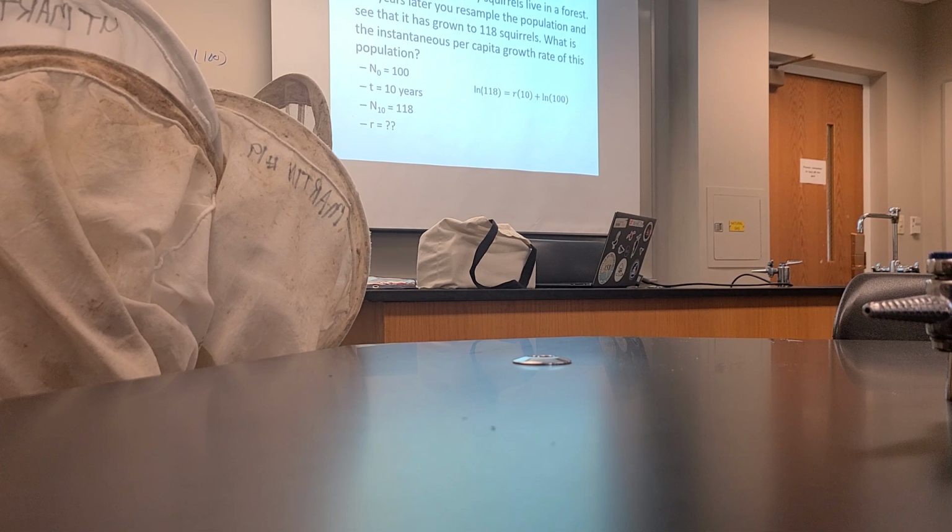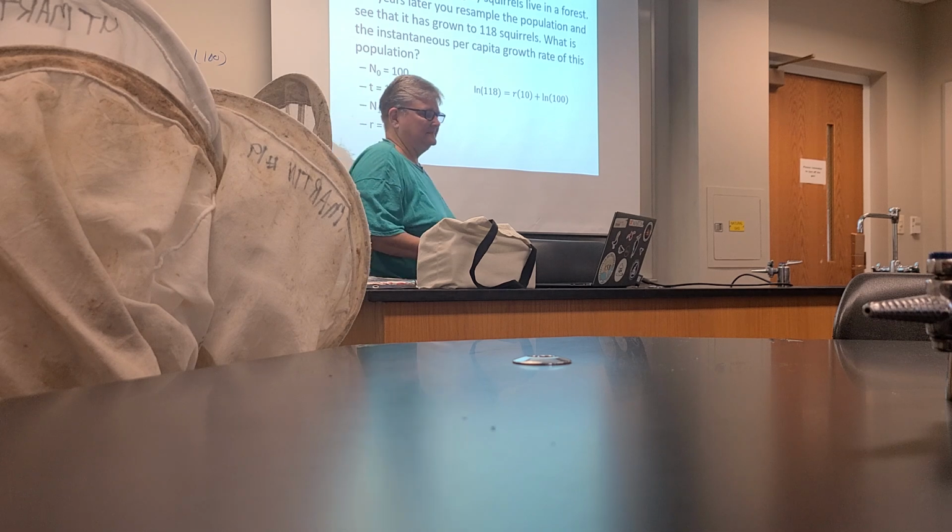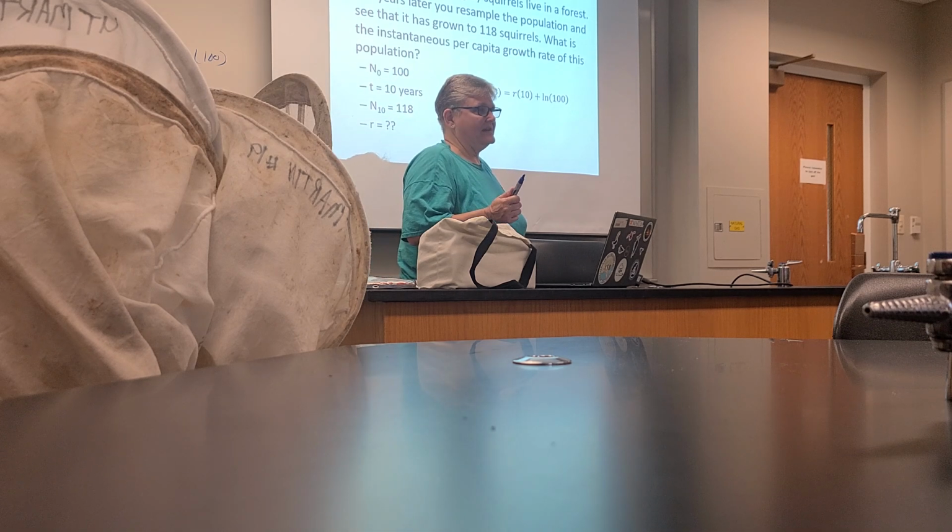And then what do I do? Divide both sides by 10. 0.02 is my little r. Not so bad, we did that in like 1 minute. I know that because I checked to see how much time we had left. So we did that in exactly 1 minute. Any questions on how to do any of that?